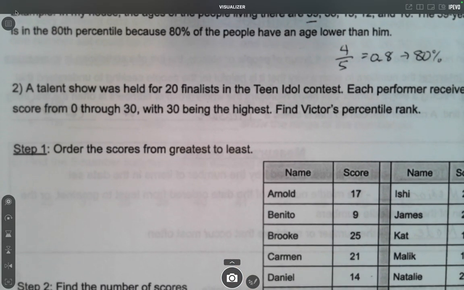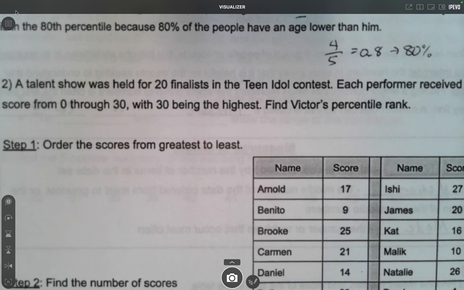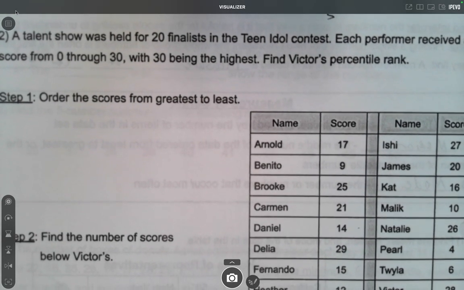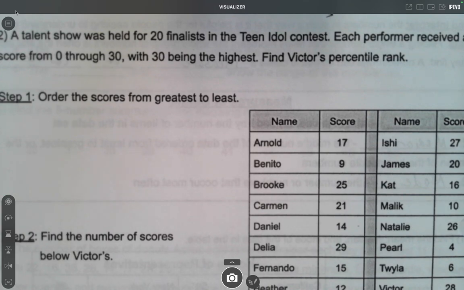So here's another example. A talent show was held for 20 finalists in the Teen Idol contest. Each performer received a score from 0 to 30, with 30 being the highest. Find Victor's percentile rank. Okay, so I'm walking through this step by step to try to help you see how to figure out the percentile.